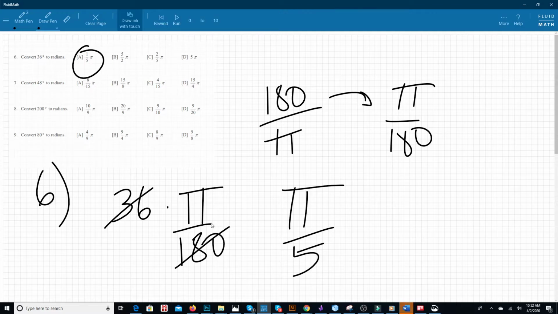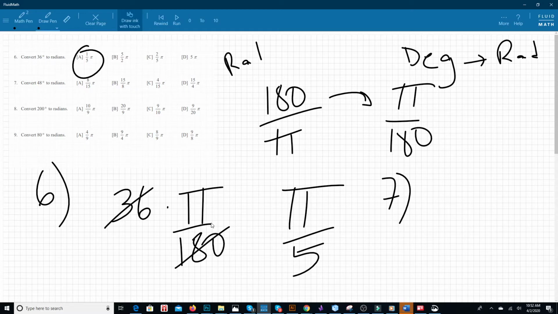For 7 we have 48 degrees. We want to be able to convert 48 degrees. Again, anybody want to tackle that one? It's the exact reverse. This is from degrees to radians. I put DEG to RAD. This is from RAD to DEG. All right, so this is the exact reverse. Anybody want to try 7? It says 48, convert 48 degrees to radians.